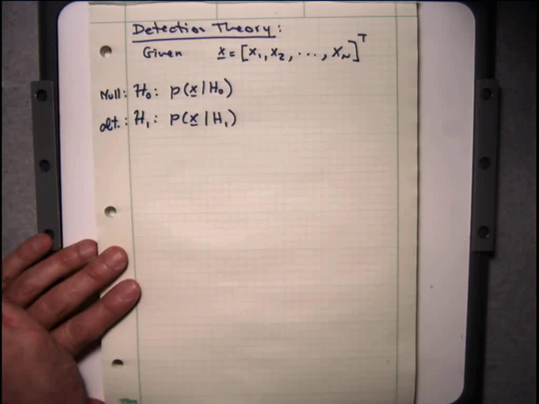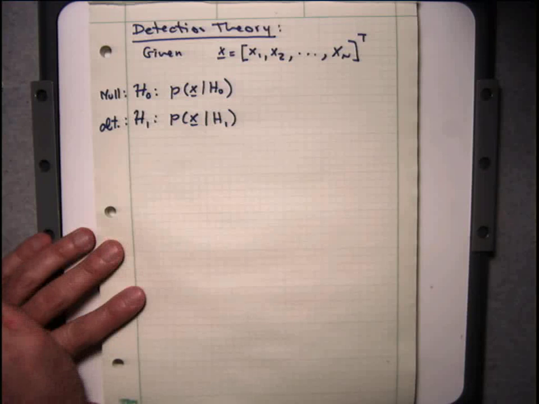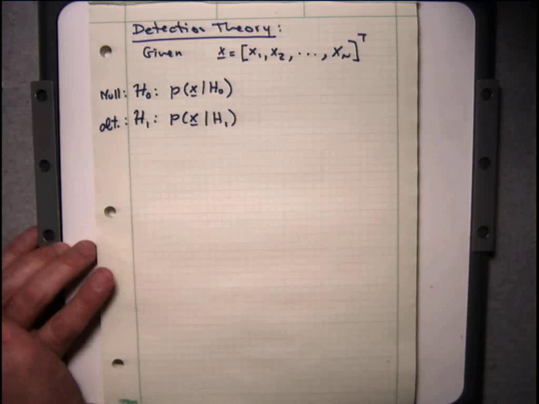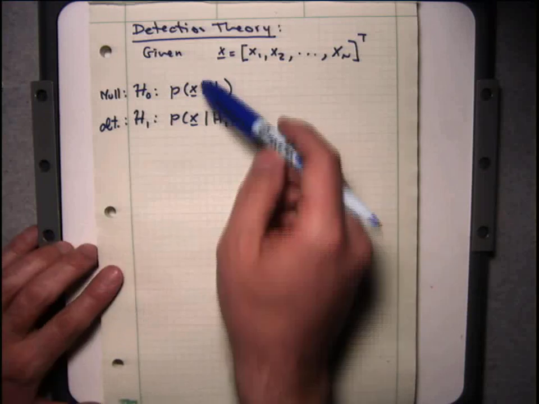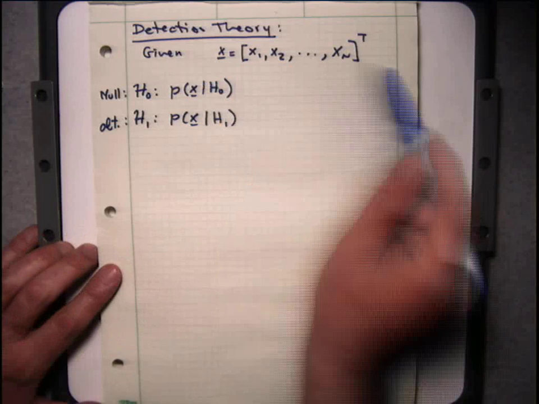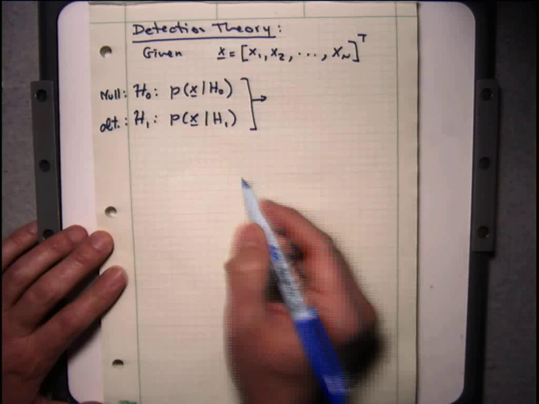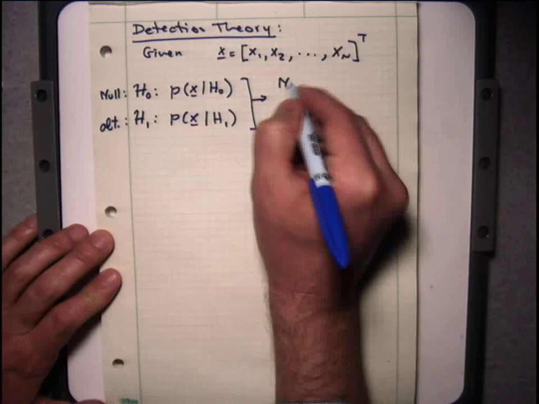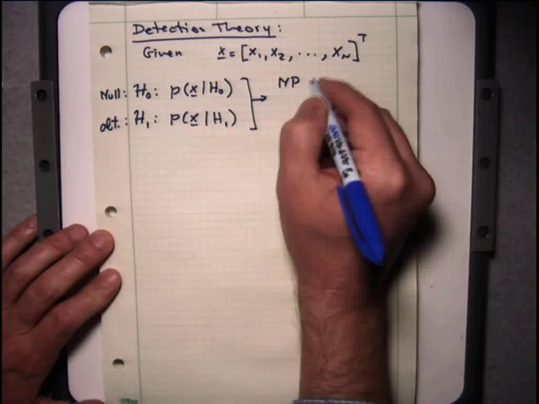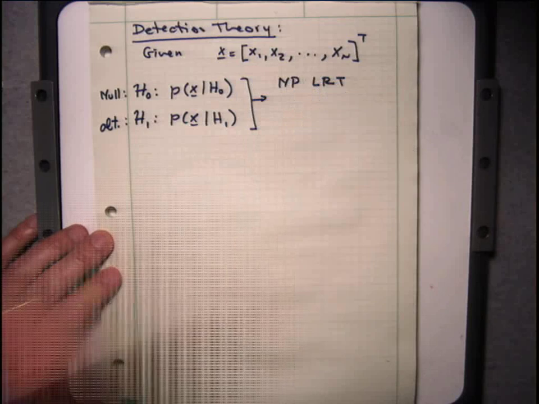And now what we wanted was to somehow come up with an optimality criterion that would allow us to distinguish which hypothesis the data came from. And one of the criteria that we used was the Neyman-Pearson likelihood ratio test.